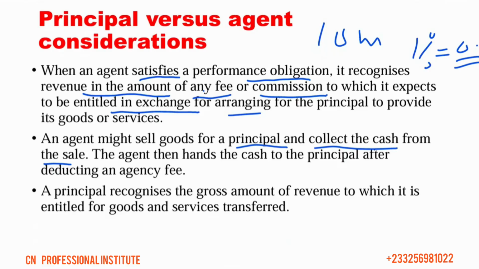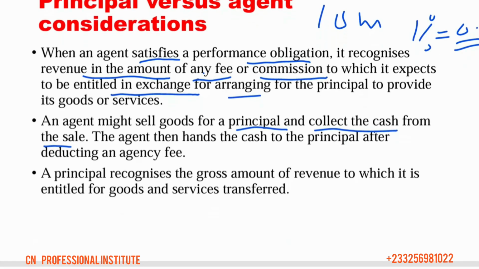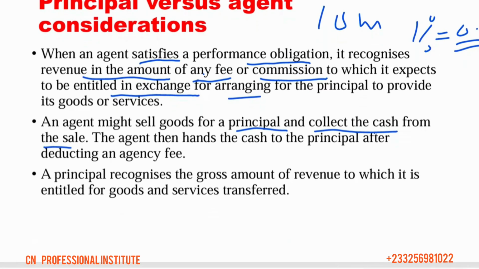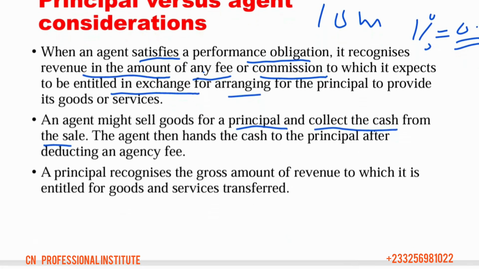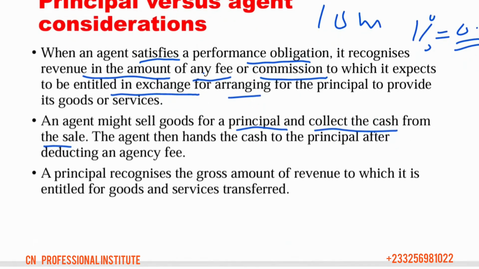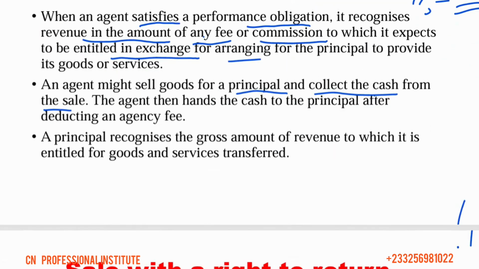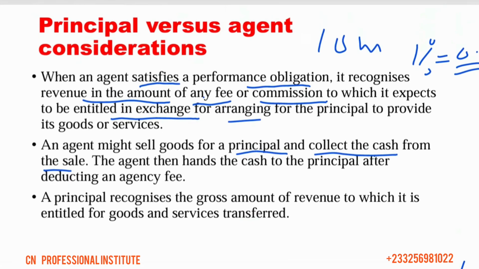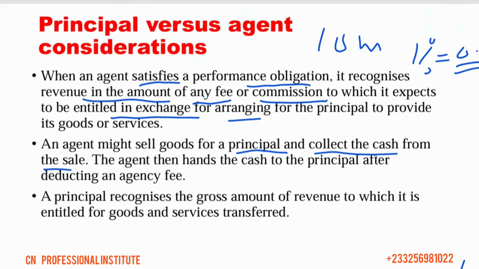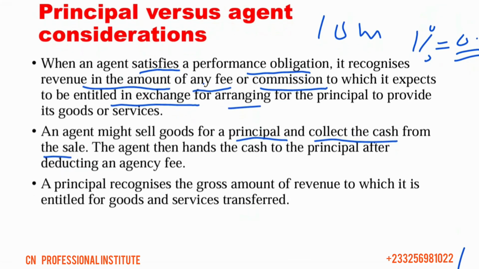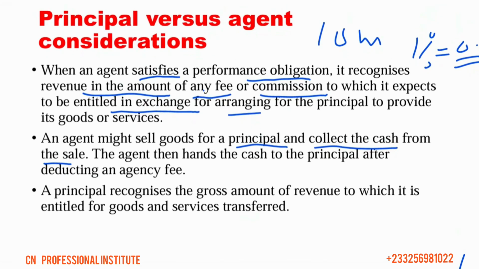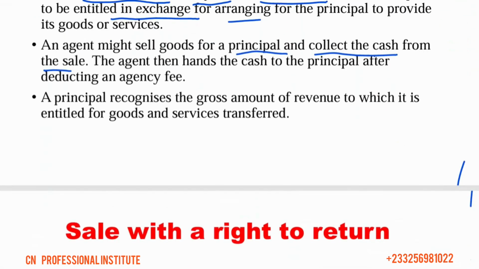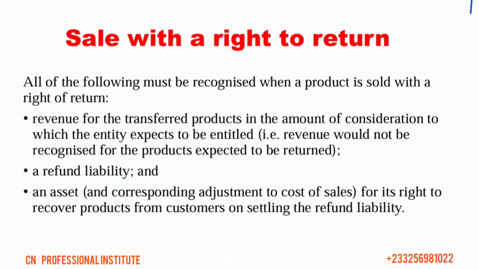Then it says a principal recognizes the gross amount of revenue to which it's entitled for services and goods transferred. I've explained that. So that's all about principal and agent. The agent, when you receive the goods, you sell them, you will take your portion, your fee, your percentage, then you remit the remaining back to your principal. So you record revenue equal to your commission, and cash also equal to your commission or your fee. The remaining will be given back to the principal. That's all. Then we have sale with right to return, right?